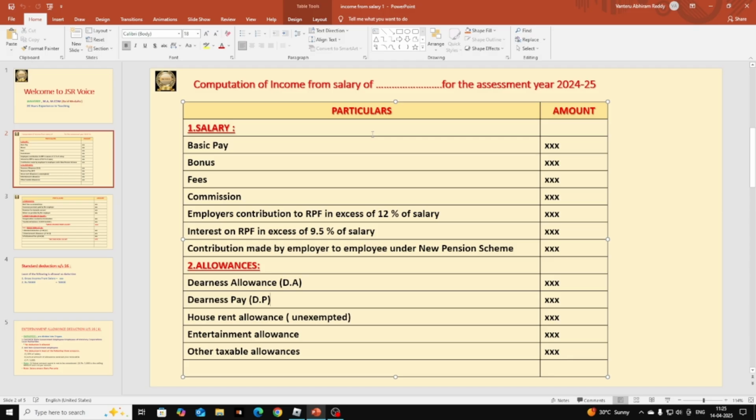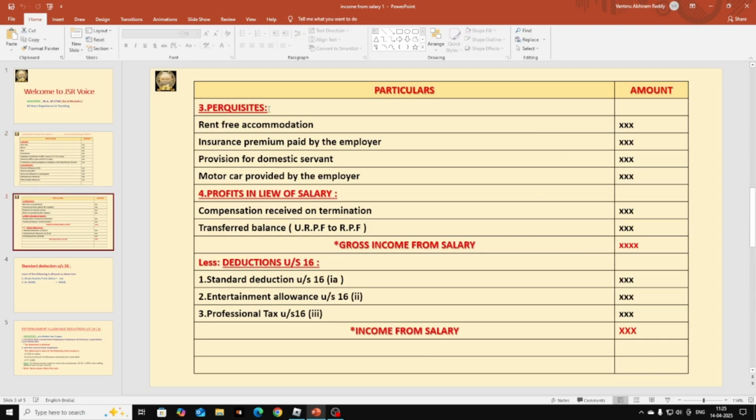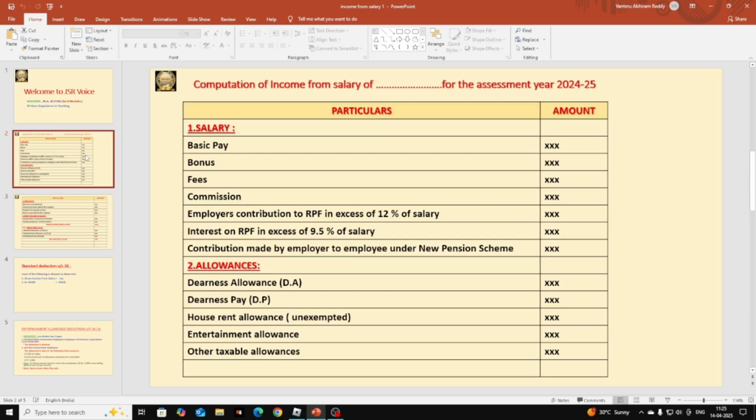There are four heads here. First one is salary, second one is allowances, third one is perquisites, fourth one is profits in lieu of salary. So these are the four heads that we have, and under salary we are going to record these items: basic pay, bonus, fees, commission, employer's contribution to RPF. RPF means recognized provident fund, in excess of 12% of salary, and interest on RPF in excess of 9.5% of salary. Next one, contribution made by employer to employee under the new pension scheme.